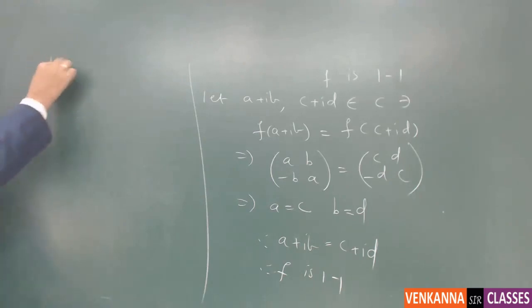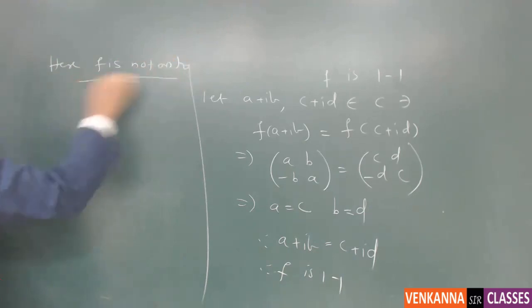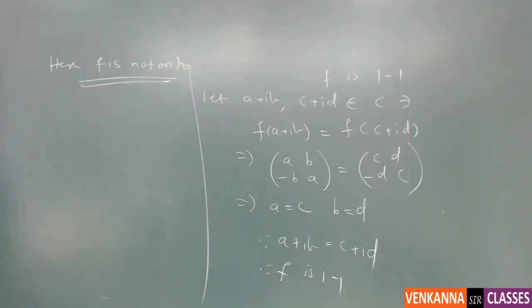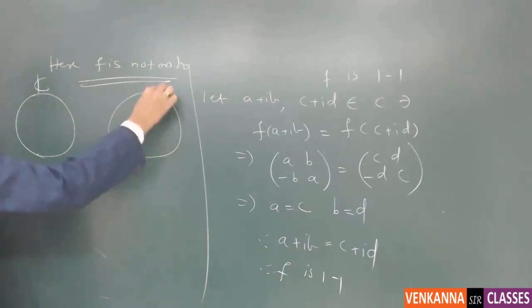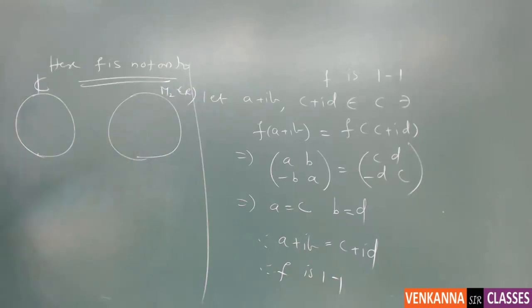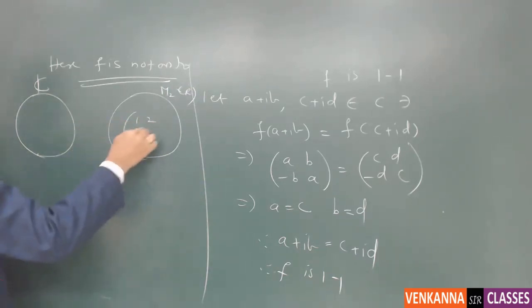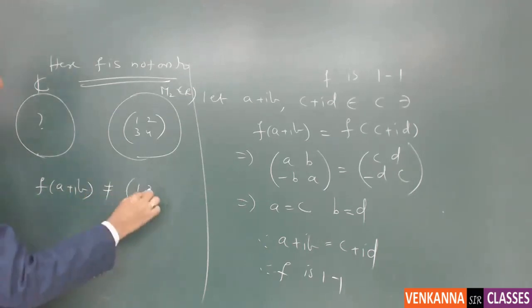So here, F is not onto. Why? Because this is the complex number system you have taken, and this is the 2 by 2 matrices you have taken. So in this you can take any matrix, say for example 1, 2, 3, 4. You have taken a matrix like this. What will be the complex number here? Because if you take any complex number, you cannot get the matrix 1, 2, 3, 4.